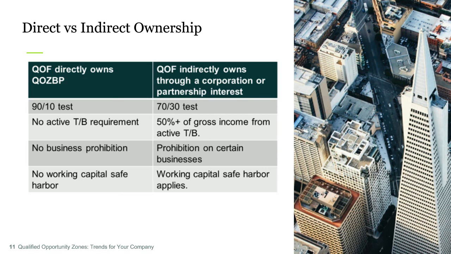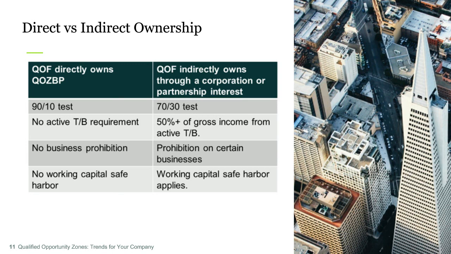However, when you're doing it through this tiered entity structure, you also have an active trade or business requirement that you don't have with a qualified opportunity zone business property structure where you own the asset directly. So the question is, a prime example here would be, what if all you have is a newly constructed portfolio of properties that are triple net leases for Walgreens or something like that? Does that really elevate to the level of being a trade or business? And so those are some of the things that you have to work through.